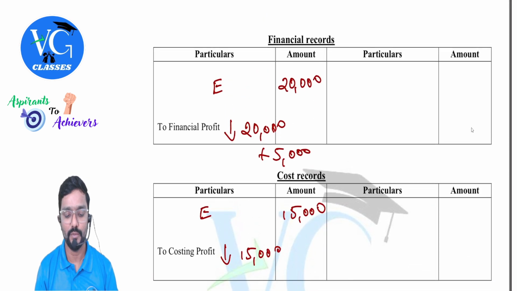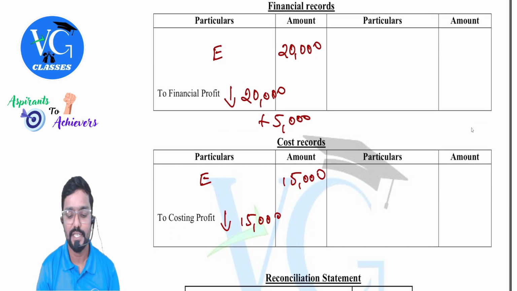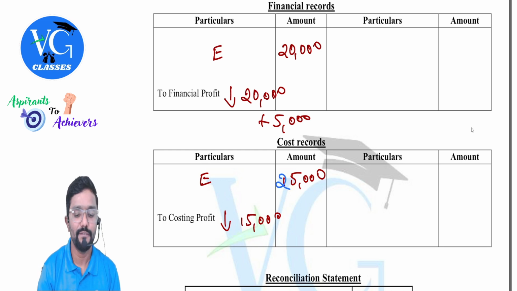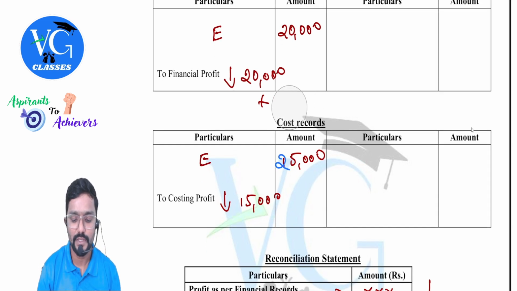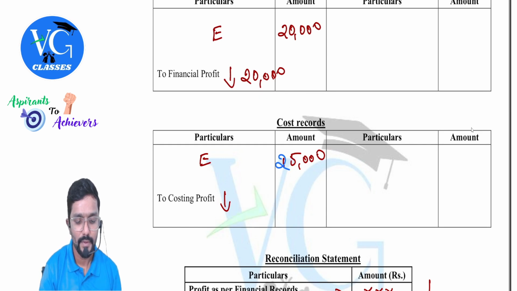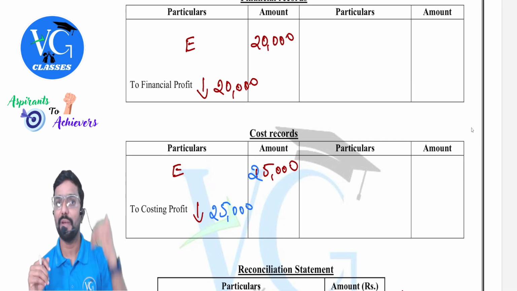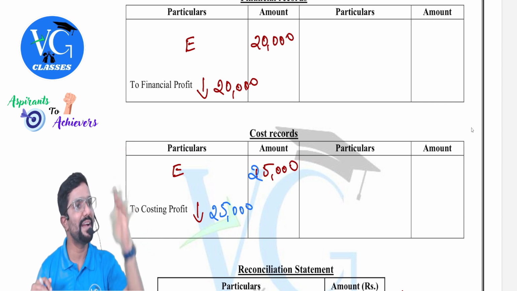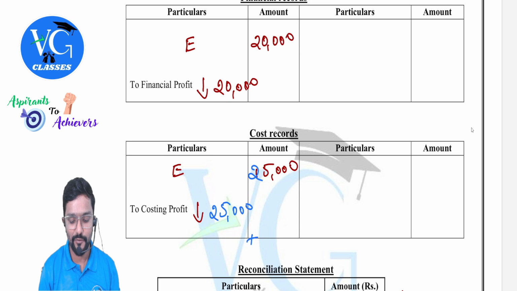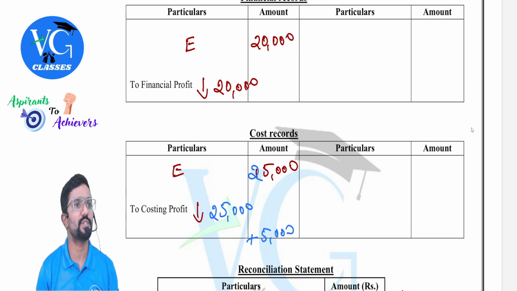Next, let me take one more item. Sir, I will change now. This is 20,000, but this is 25,000. So because of this, here we have debited 25,000. My costing profit has gone down by 25,000, but financial profit only by 20,000. So extra debit of how much here? 5,000. What should I do?